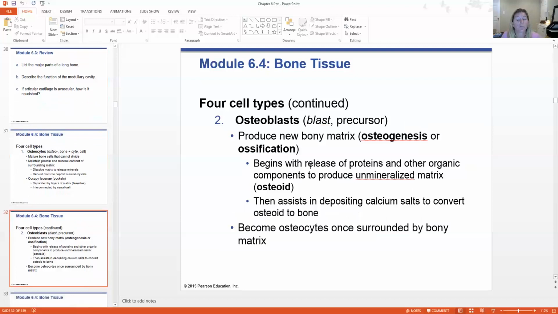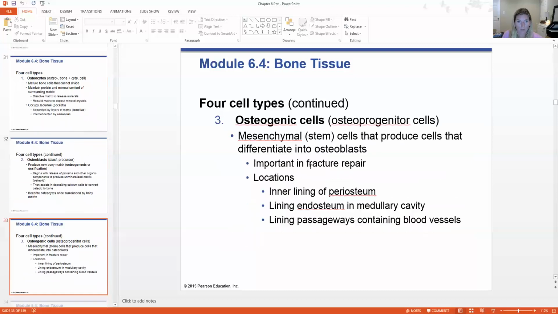There's also osteoblasts. Osteoblasts are building. They're responsible for osteogenesis or ossification. So they are basically beginning to produce that calcified bone substance. They assist in putting the calcium salts into the bone tissue itself. They will eventually become osteocytes when they're all grown up, when they are finally surrounded by the ossified tissue itself.